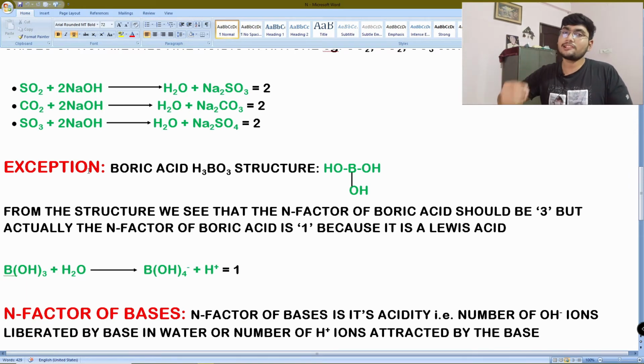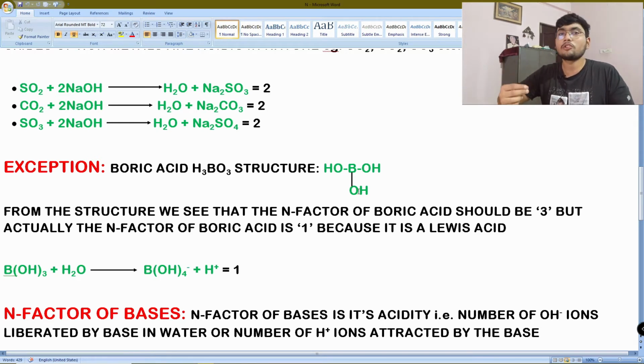Now let us see an exception. The exception is boric acid, which is H3BO3. The structure of H3BO3 looks somewhat like this. According to the structure, it seems that boric acid should have an n factor of 3, because there are 3 oxygen-hydrogen bonds, so 3 H plus ions should be liberated when we dissolve boric acid in water.